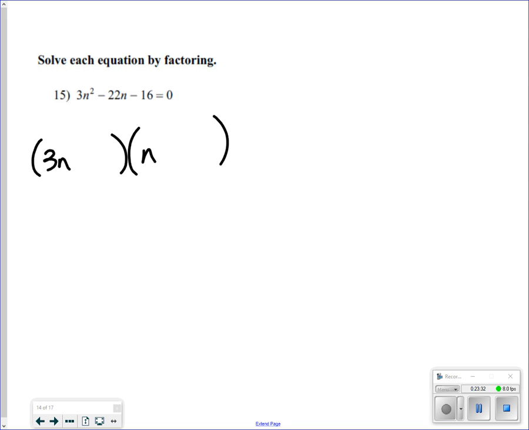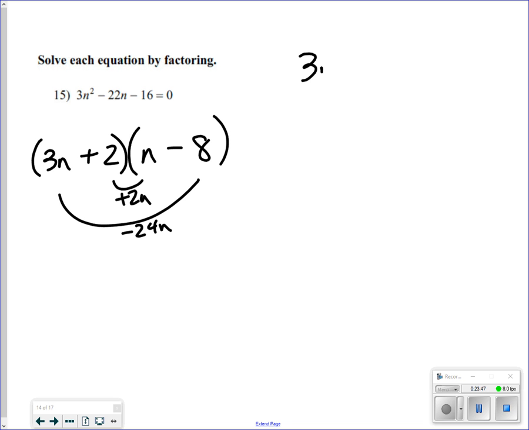So I'm going to do a negative 8 times a positive 2. That would get me negative 16. I check it to make sure that that's right. So when you check, you've got to multiply the inner and multiply the outer. And if that adds up to the middle, then you did it correctly.